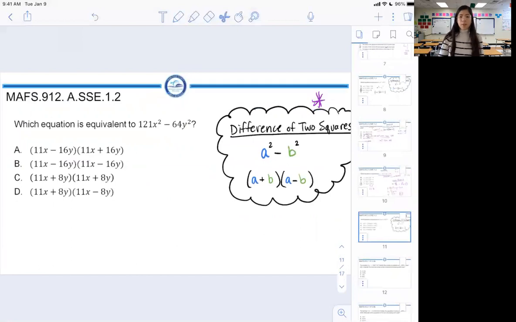Notice that this problem is also a difference of two squares problem. And yes, I am drinking tea.